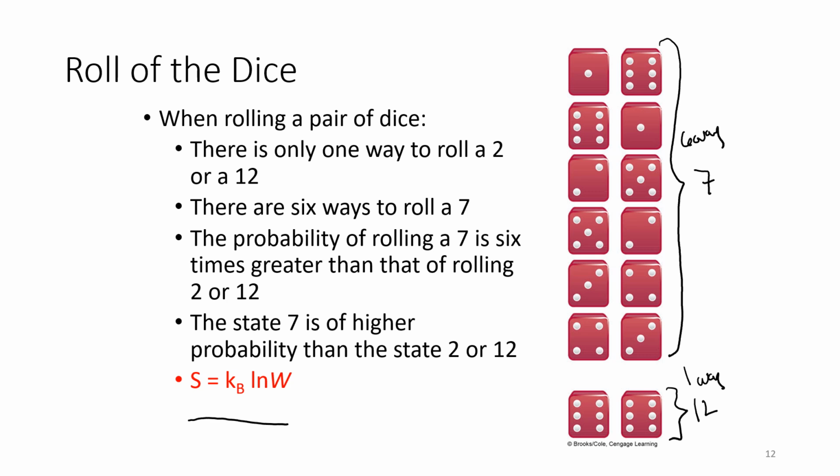All right, at the bottom, notice that there is an equation here, which has S. S, remember, is our entropy. And S in this case is equal to k_B times the natural log of W. k_B is what we call Boltzmann's constant. So k_B is equal to 1.38 times 10 to the minus 23 joules per Kelvin. And W is our number of possibilities.